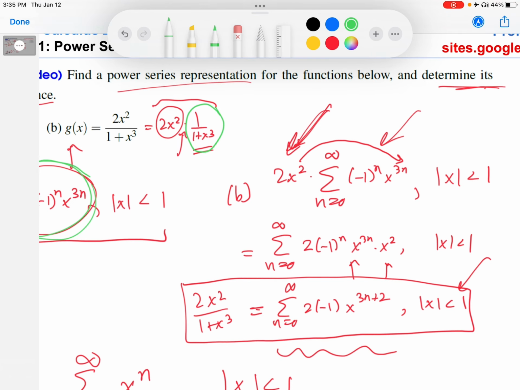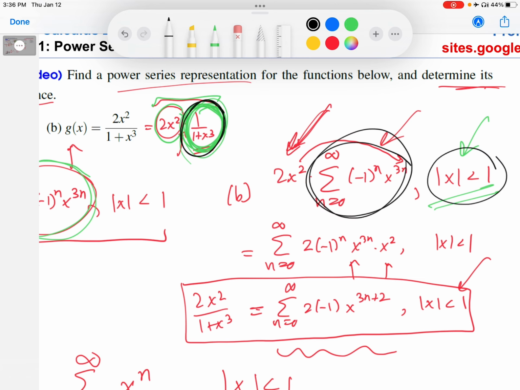Why didn't it change? Well, the way we have done this, which is the way to do it, is we took 2x squared and we multiplied it by the power series for 1 over 1 plus x cubed. That is what brought up the interval of convergence. So we know from part A that the only way that this is equal to this is if the absolute value of x is less than 1. That's literally how that restriction comes about. So it's not like we need to multiply 2x squared by this. That's not the way those two things work out.